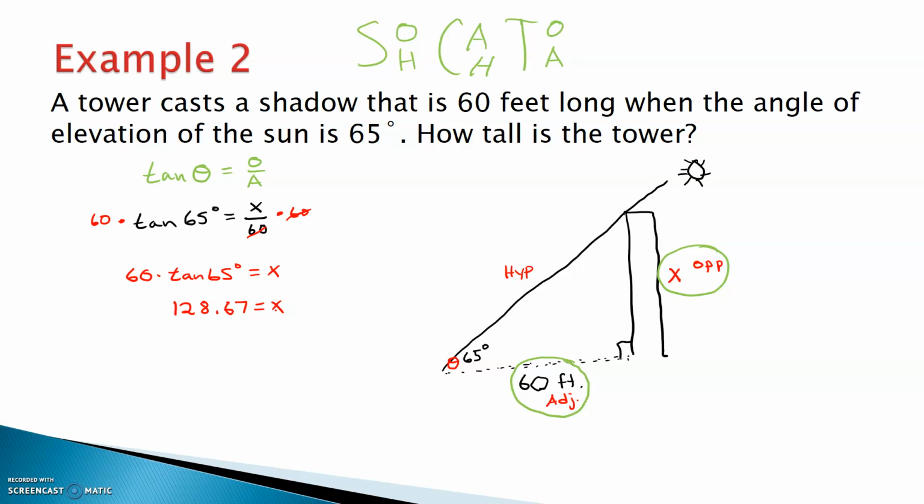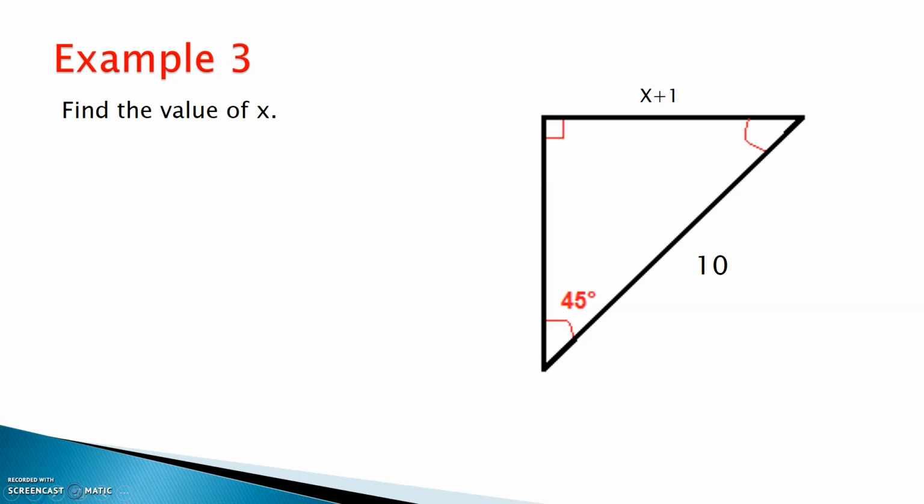Now again, what did we just find? What does this actually stand for? Before it was just an actual number. So it's 128.67 units was feet. But this here is representing how tall the tower is. Again, how tall, it was my opposite side. How tall is the tower? 128.67 feet. All right, next one here, let's go.